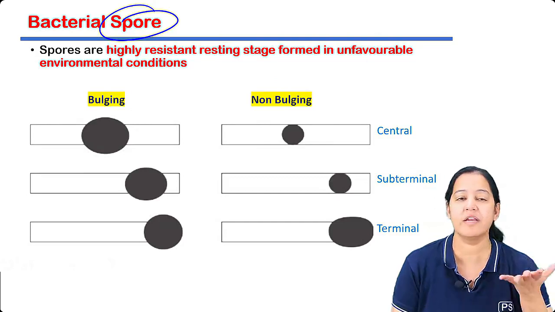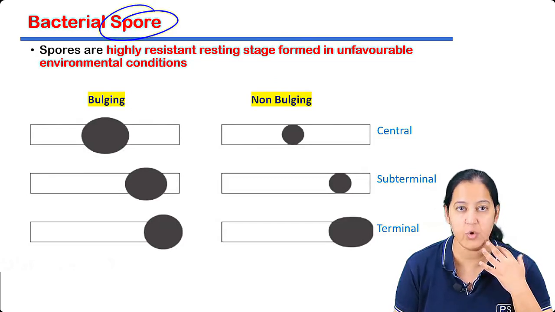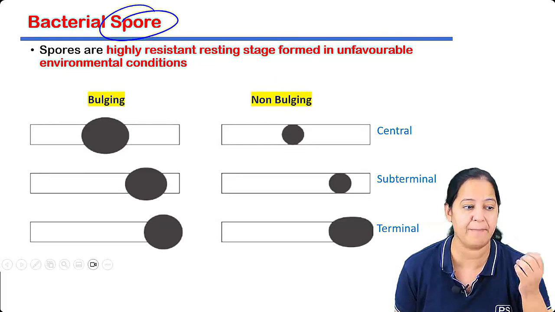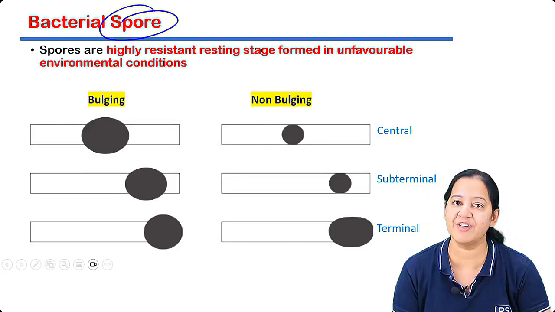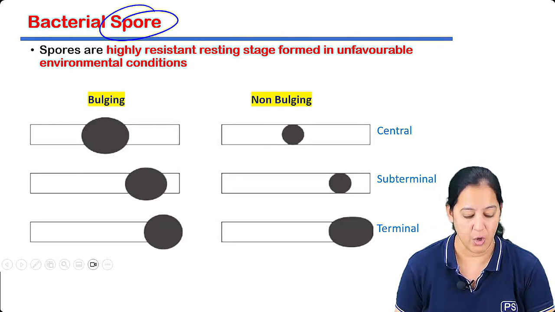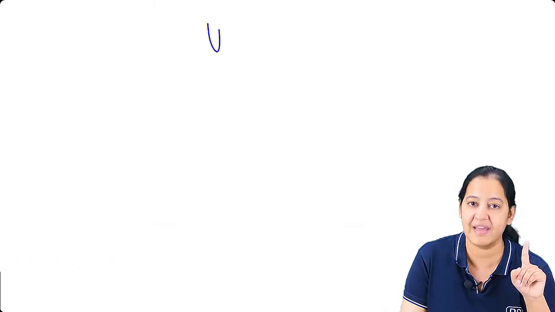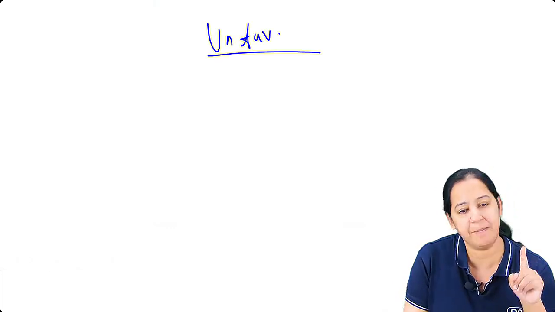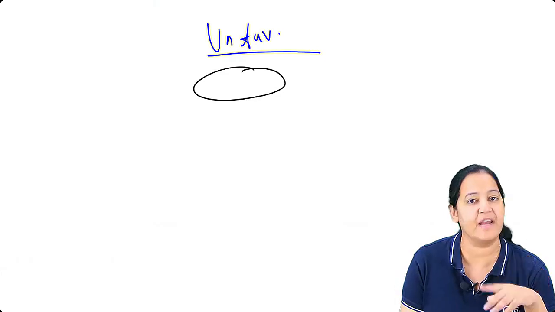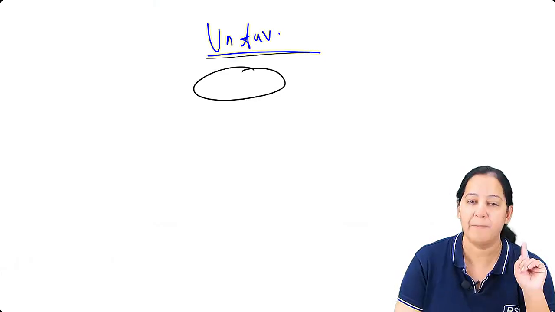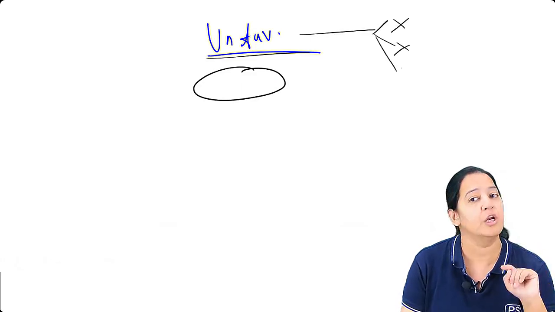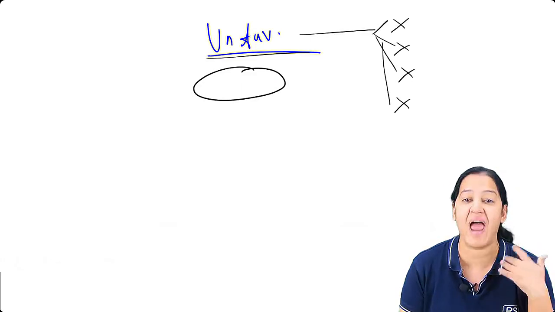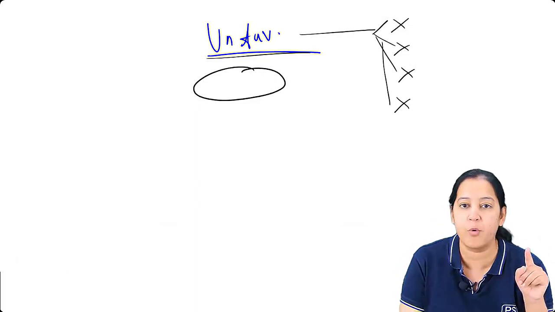Have you heard what bacterial spores are? Does anyone know what a bacterial spore is? What do you mean by bacterial spore? Listen, have you heard about hibernation? Some animals do hibernation. Spores are like hibernation only. Whenever the bacteria does not get suitable conditions, by unfavorable condition I mean the bacteria is not getting food, is in starvation, has no adequate temperature, no adequate pH, at that time the bacteria forms spores inside them.